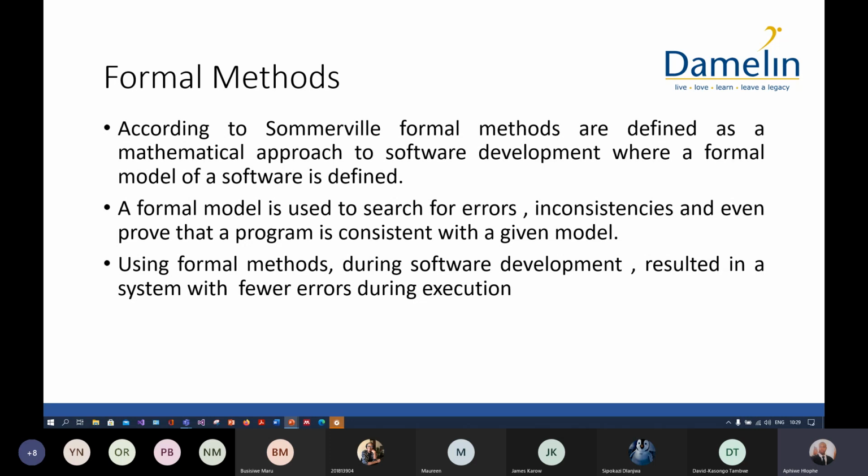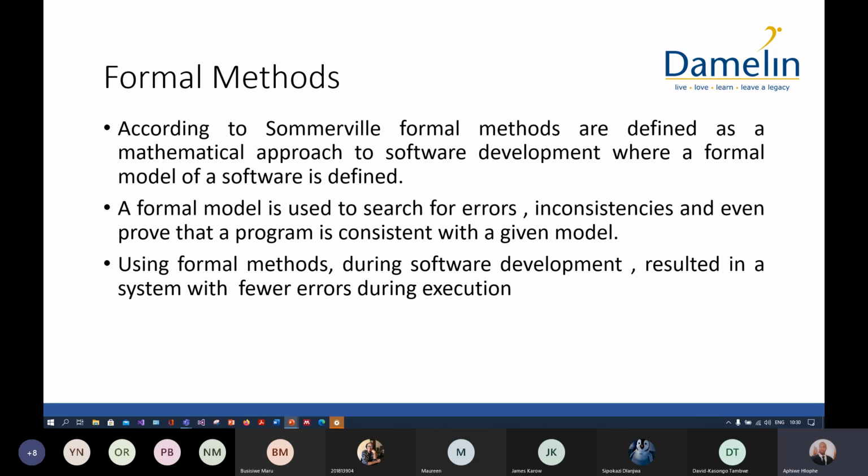And they say that according to Sommerville, formal methods are defined as a mathematical approach to software development, where a formal model of the software is defined. A formal model is used to search for errors, inconsistencies, and even prove that the program is consistent with the given model. You know, they say people that are very quantitative believe in numbers, and numbers do not lie. And numbers have always existed, and mathematics has always been part of engineering.